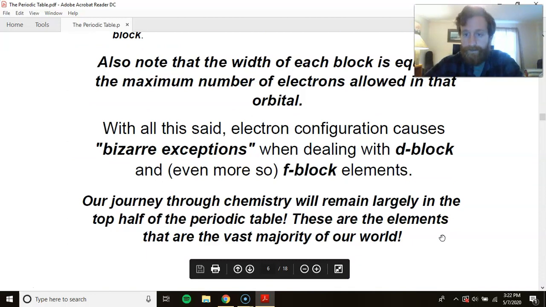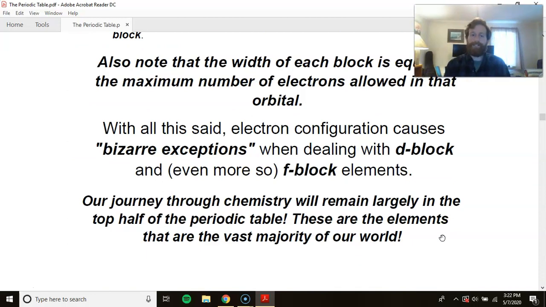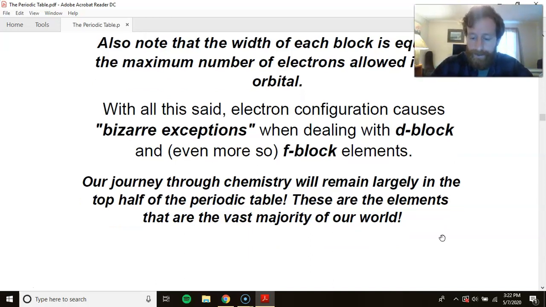So with all this said, the takeaway here is that electron configuration is going to cause some weird, bizarre exceptions when it comes to the d and the f block, but don't worry about that because our journey through chemistry will remain largely in the top half of the periodic table. It will be largely in the s and the p block, since those elements make up the vast majority of our world, and they're also the least complicated to understand. But it's a good rule of thumb when studying chemistry to always be prepared for there to be an exception, and then often there is an exception to the exception.